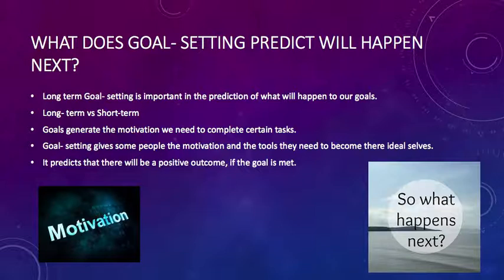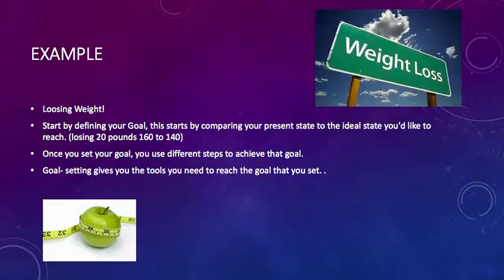The final point says really that you've set this goal and you've worked really hard to accomplish it, and in the end, once you've accomplished it, you are most likely to have a more happy and positive outcome because you've accomplished this goal. The example that I chose is losing weight. So you start by defining your goal, and it starts by comparing your present state to your ideal state that you'd like to reach. So maybe you want to lose 20 pounds and go from 160 to 140.